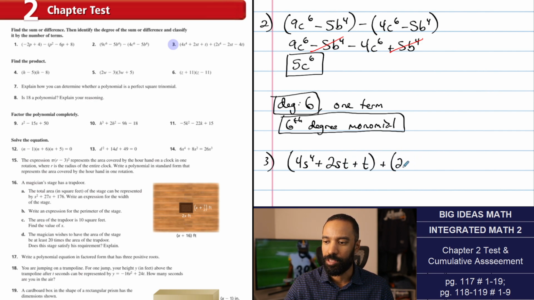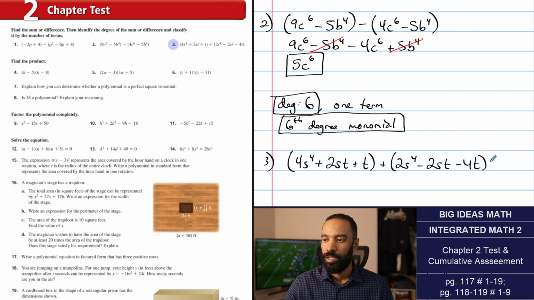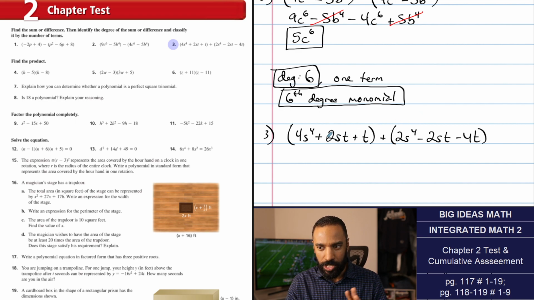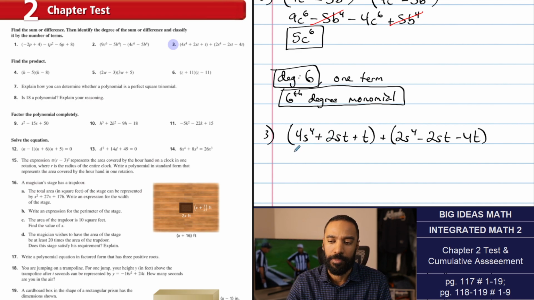Plus 2s to the 4th minus 2st minus 4t. Okay, and they could have been very rambunctious with this. They kept it pretty mellow. You can see things that will likely combine, things with s and t combined, just the t's combined, and the s to the 4ths combined. So everything here is going to have something to combine with.